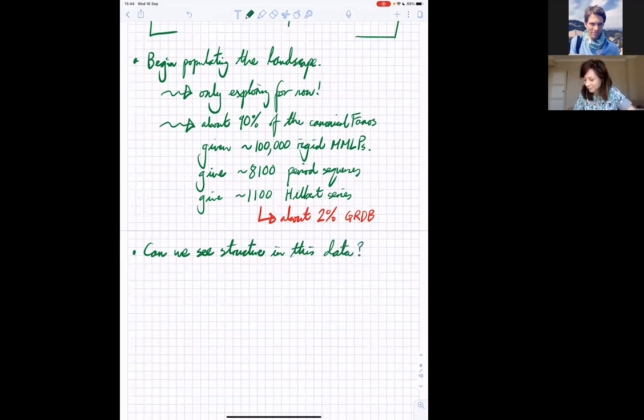Okay, so how are we going to find structure in this data? I don't know what I'm looking for. So we turn to the thing all the cool kids are using. We use machine learning.